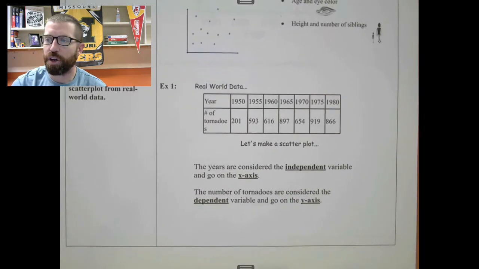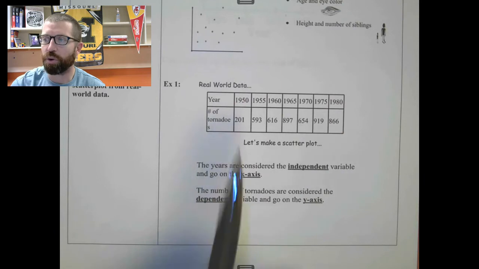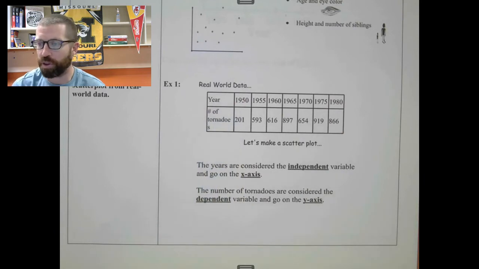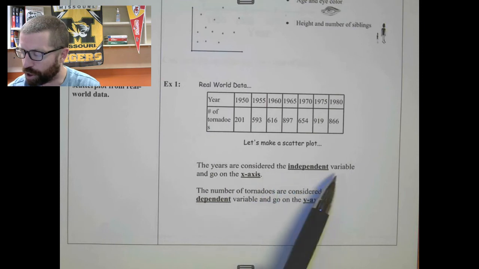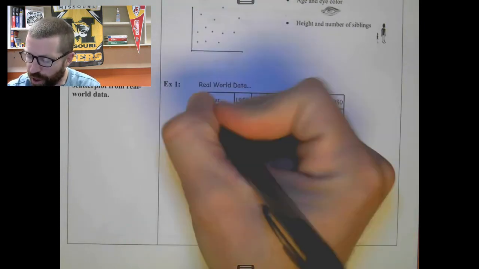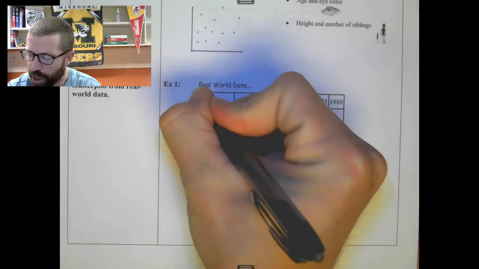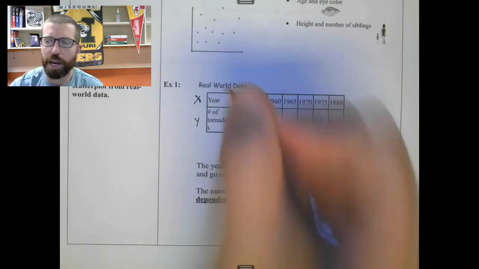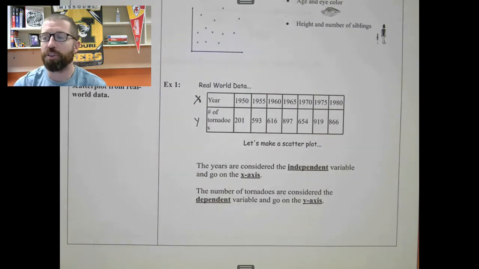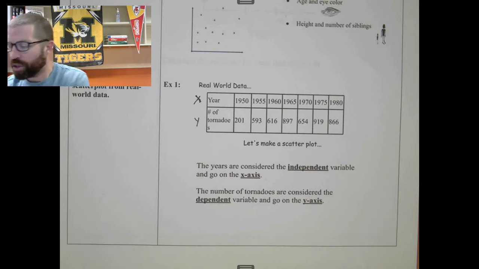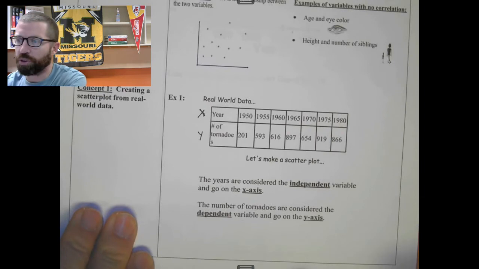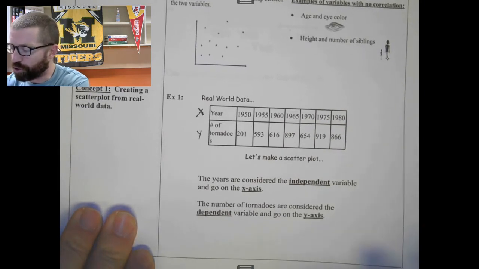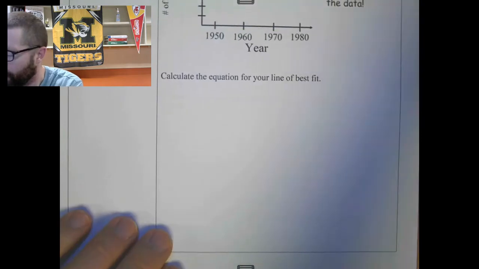So here is some data. This is the year and the number of tornadoes. And we're looking for some kind of correlation between these. The years are considered the independent variable and go on the x-axis. So this is x and this is y. Time is almost always an independent variable. Sometimes you have to look at the whole situation to determine which one is the independent variable and which one's the dependent one. But the independent one is the one you're going to try to control, and the dependent one is a result of the x value changing.